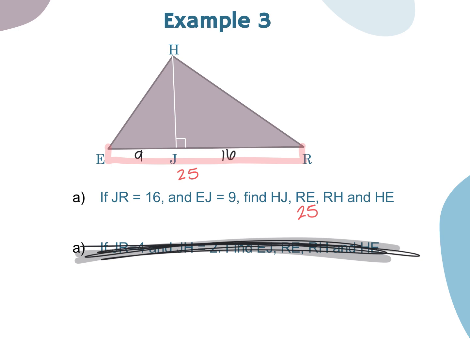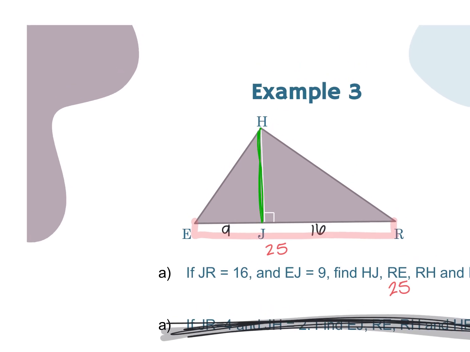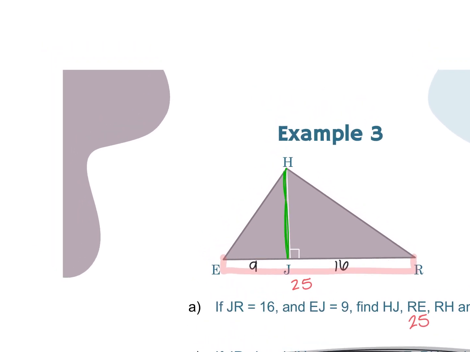Next easiest thing, I'm going to try and find my altitude. Why am I going to find my altitude? Because they're already giving me both segments. So you have to remember the rule or the formula or whatever you want to call it for this one. I'm going to write it down. It's segment 1 over your altitude equals your altitude over segment 2.